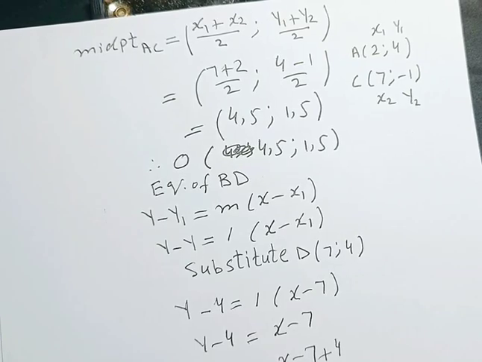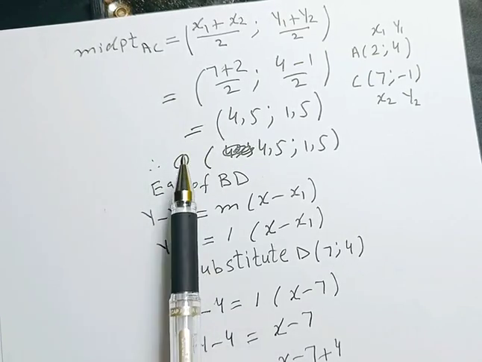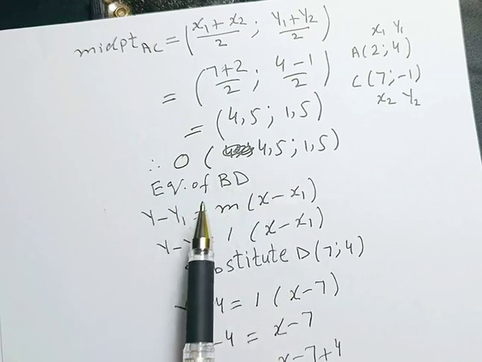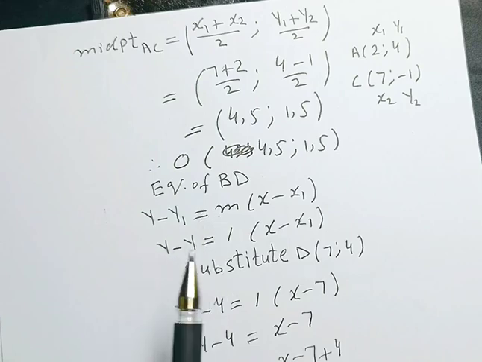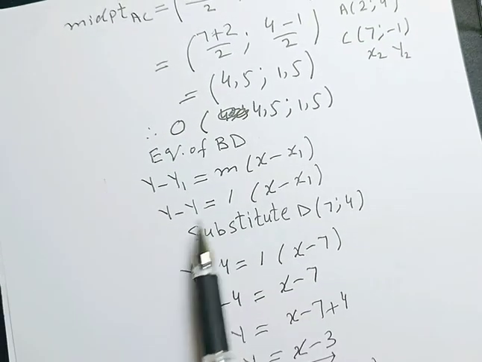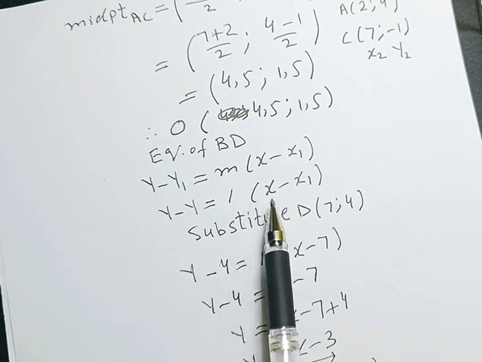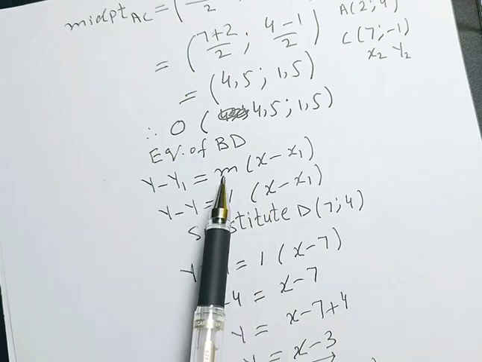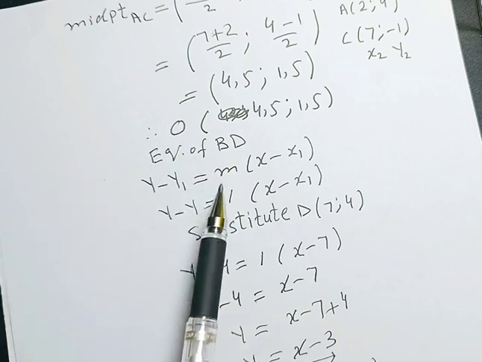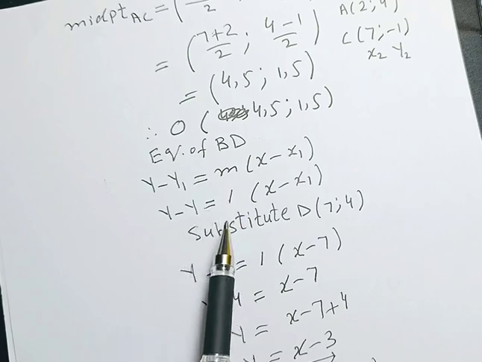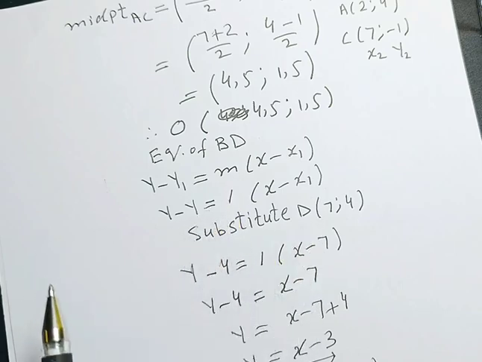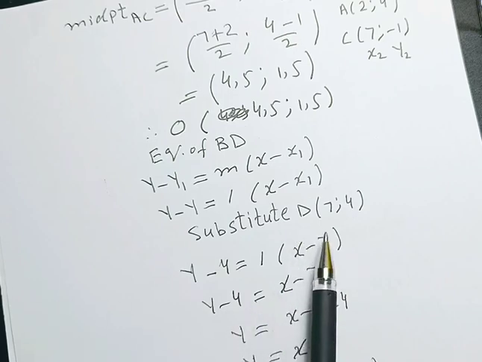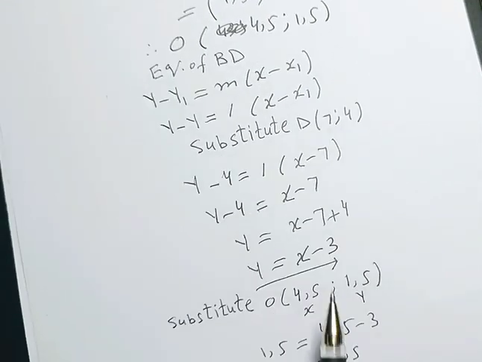So we found the midpoint of AC, and then the coordinates of O, and now we need to find the equation of BD. We're going to use this formula, it's going to be on your information sheet, and the gradient of BD we already found earlier, which is 1. So we substitute into this formula, and then we substitute D or B, one of these coordinates, to find the equation of the line BD. So we substitute D, and we find the equation of the line, which is y equals x minus 3.